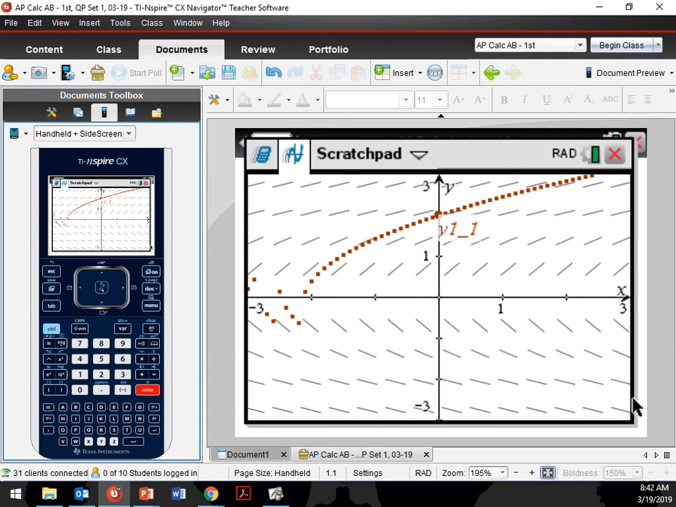Now, look at all the slopes. This is what I was talking about. There was no x value, was there? There was no x value in my differential equation. So now look all the way across, all my x values right here, all of them have the same slope. Reading left to right, they're all same slopes, right? Same slopes, left to right. So that means that there is no x value.